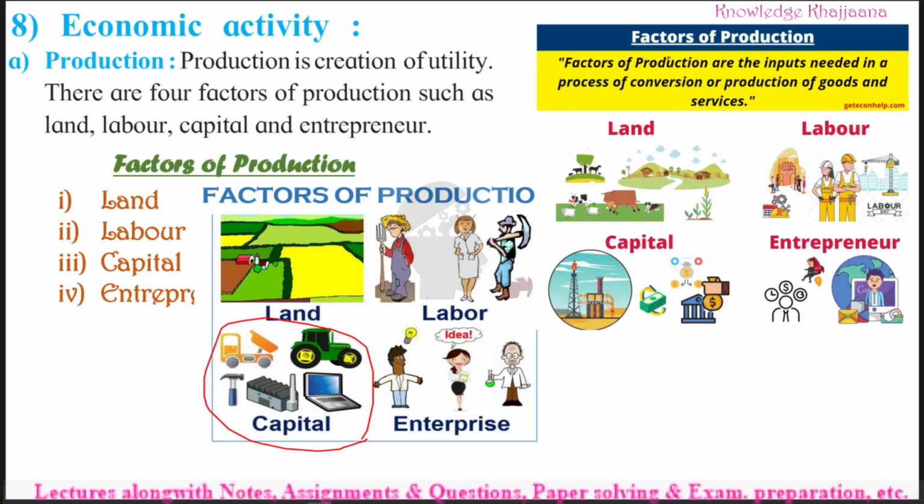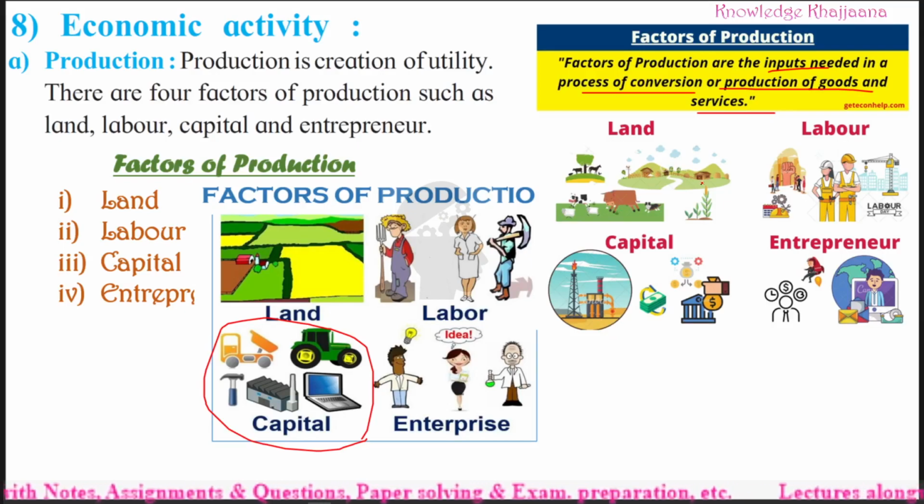The factors of production are the inputs needed in the process of conversion or production of goods and services. What is produced? Goods and services are produced, or converted from the raw materials. Where is that carried out? In the factory or in the firm. And where is the firm built or situated? It is situated on the land.